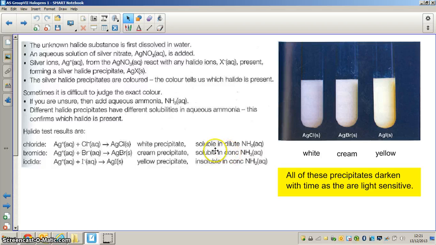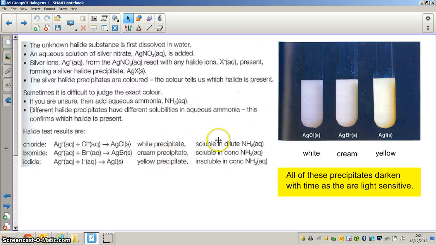so the solution becomes colourless again. And finally, with the iodide, the silver ions react with the iodide ions to form silver iodide, which is a yellow precipitate, and the yellow precipitate is insoluble in both dilute ammonia and concentrated ammonia, so it will remain even when we've added concentrated ammonia. So here is the way of distinguishing between them: white precipitate, cream precipitate, yellow precipitate.